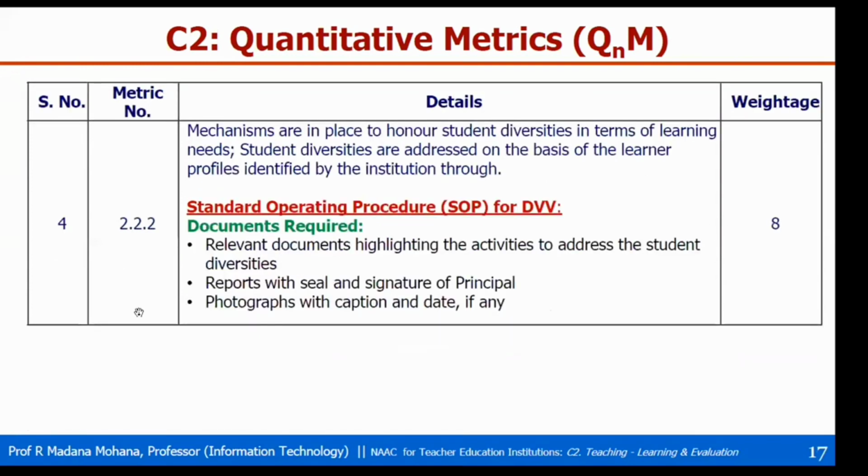So for this, what are the standard operating procedures and documents required? Relevant documents highlighting the activities to address the student diversity, the above 7 categories. See, reports with seal and signature of the principal, the activity report, with the write-up followed by some photographs. Every photograph contains a caption and date. Then every document you have to put the seal and signature of the principal. Photographs with the caption and date.